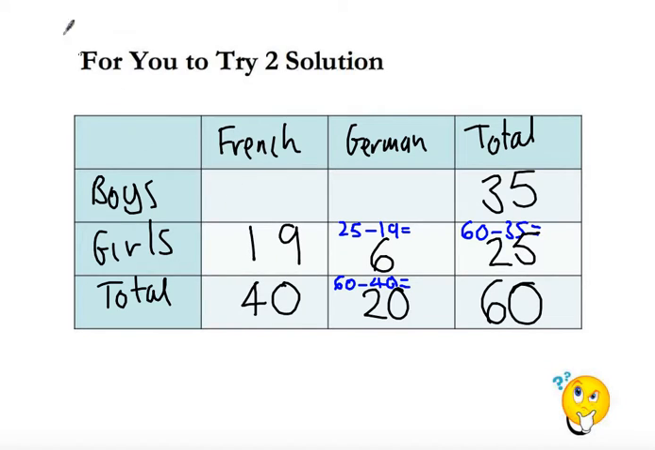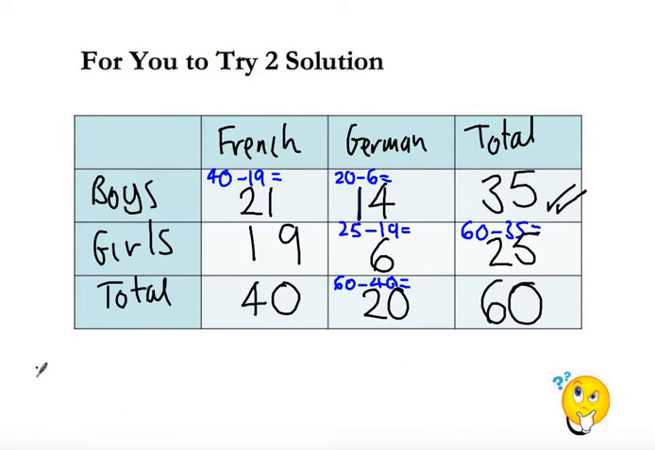Working down the French column, the number of boys studying French is the difference between 40 and 19. So that gives me an answer of 21. And then let's work down the column again. The number of boys studying German is the difference between 20 and 6. So that we get 14 boys study German. And let's just check across the top to make sure 21 plus 14 equals 35. That is correct. So it looks like we've done this table correctly.